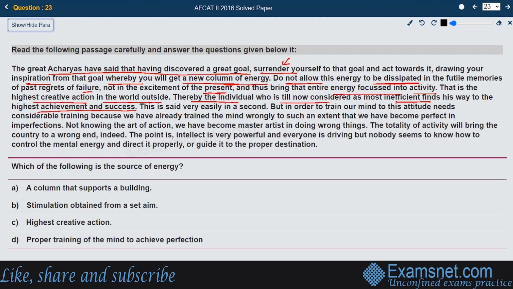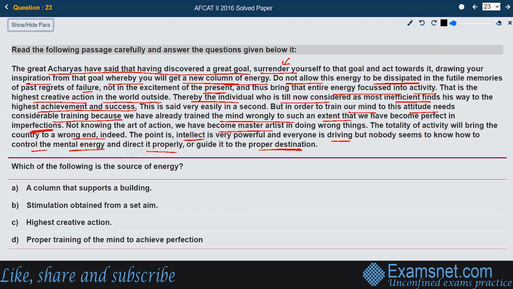This is said very easily in a second, but to train our mind to this attitude needs considerable training, because we have already trained our mind wrongly to such an extent that we have become perfect in imperfections. Not knowing the art of action, we have become master artists in doing wrong things. The totality of activity will bring the country to a wrong end indeed. The point is, intellect is very powerful and everyone is driving, but nobody seems to know how to control mental energy and direct it properly or guide it to the proper destination. This is the whole paragraph read to us.